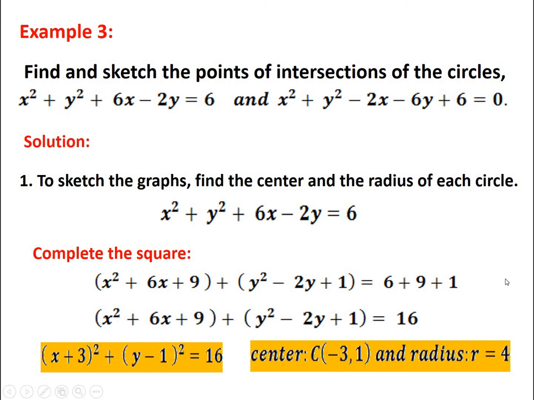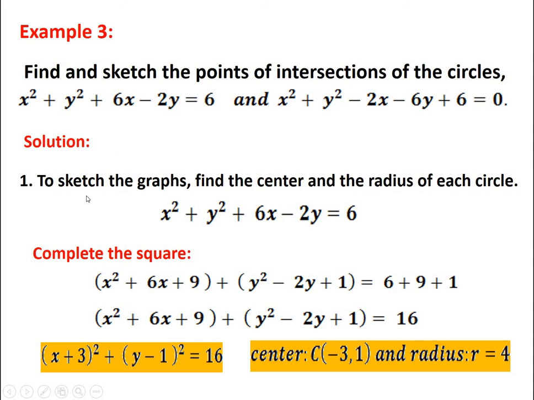Okay, let us have number 3 example. Find and sketch the points of intersection of the circles. So given first circle, x squared plus y squared plus 6x minus 2y equals 6. And the second circle, x squared plus y squared minus 2x minus 6y plus 6 equals 0. So let's have the first solution.